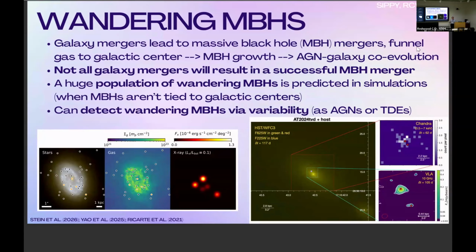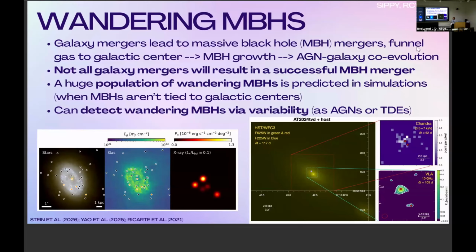that's a simplified vision of this, and we know that not every galaxy merger will lead to a successful massive black hole merger, especially in cases where you might have a minor merger where the dwarf galaxy hosts an intermediate mass black hole. That intermediate mass black hole could potentially get stuck wandering around the outskirts of the larger galaxy for long timescales, long enough that we might be able to see them.